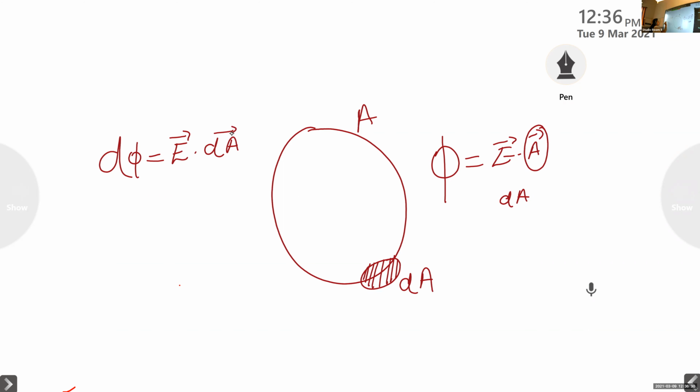So integrating both sides, we get integral d phi is equal to closed surface integral. Instead of writing a line integral, I write a closed surface, because the surface that we have taken here is closed. It is not open. Because we have already studied that electric flux is the total number of field lines passing through a given area. So it's a closed surface here, and we take the closed surface integral of E dot dA.